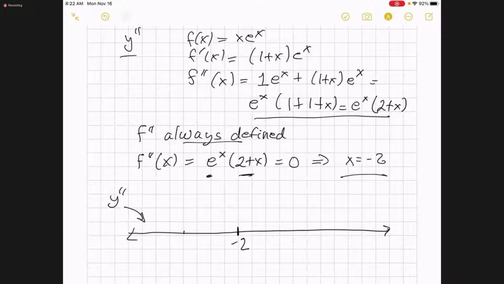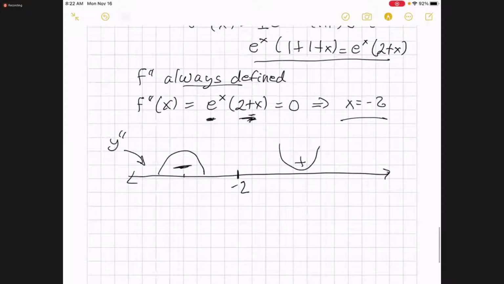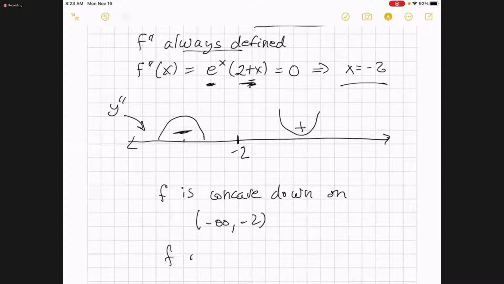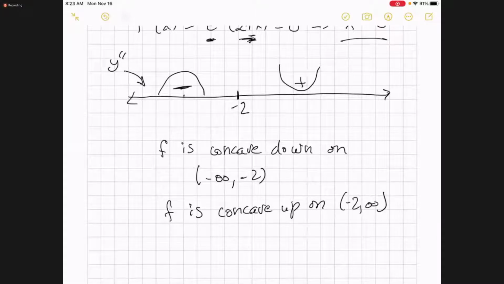Let's see. So a point over here. Oh, yeah, it's all going to depend on that x plus 2. E to the x is always positive. So if I put in, say, minus 3 for x, I would get a negative 1 for that term. So that makes the whole thing negative. That's concave down. And then if I put in, say, 0 over here, that would get 2 plus 0 is plus 2, concave up. So the function is concave down on minus infinity to minus 2. And after that, it's concave up. And it changes concavity, so minus 2 does give you a point of inflection.